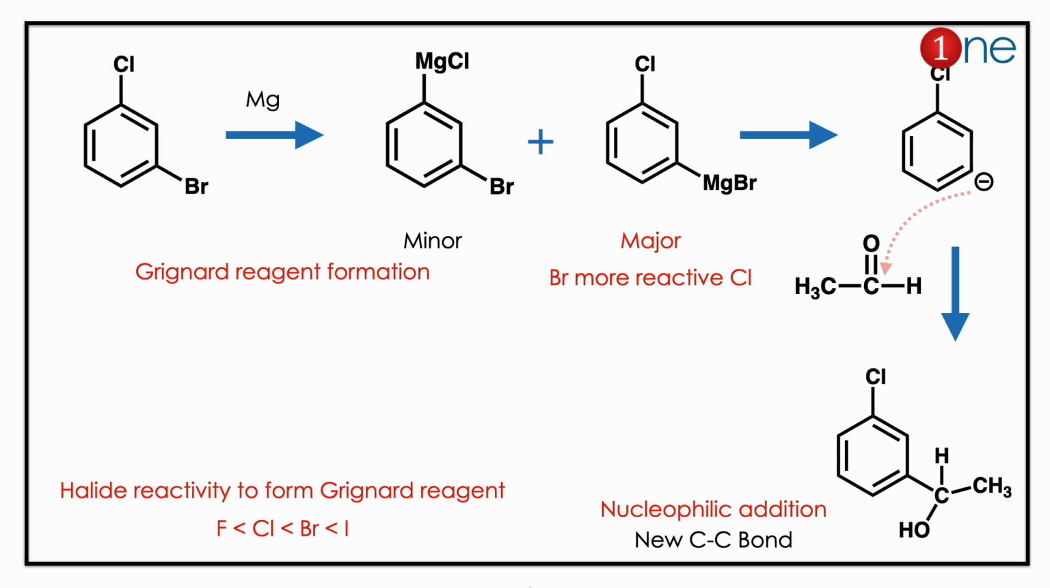Then the Grignard reagent basically provides an anion, which is a nucleophile, which attacks the aldehyde. You have an aldol condensation kind of product. You have a secondary alcohol. Here, simple nucleophilic addition with carbon-carbon bond formation. The concept we outline here is halide reactivity for Grignard reagent: fluorine, chlorine, bromine and iodine.